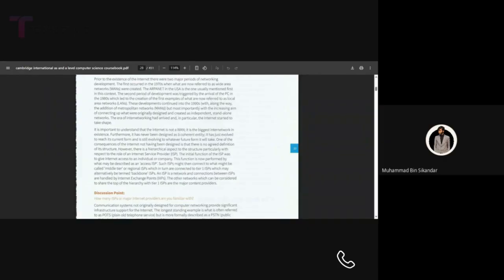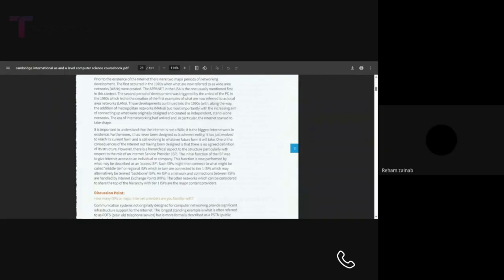So is it in the mall? Yes, it's a wide area network. And when it spans a huge area and covers an entire city, then it becomes a metropolitan area network.